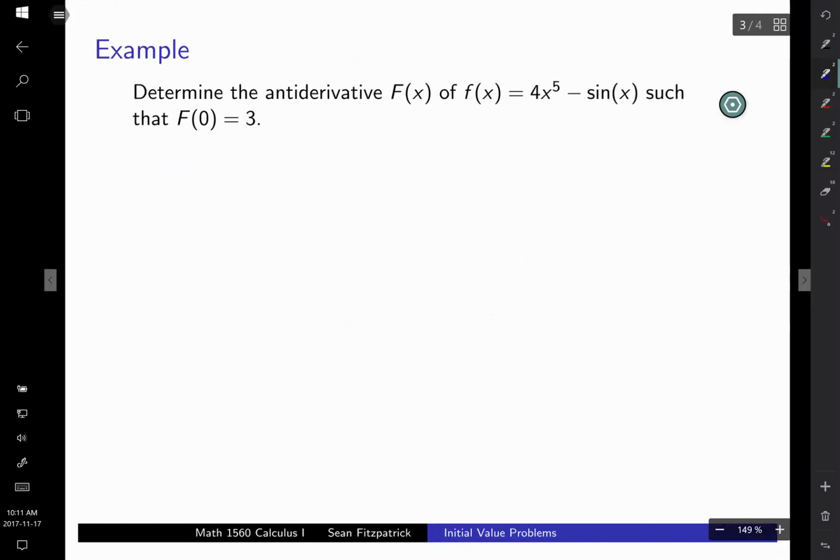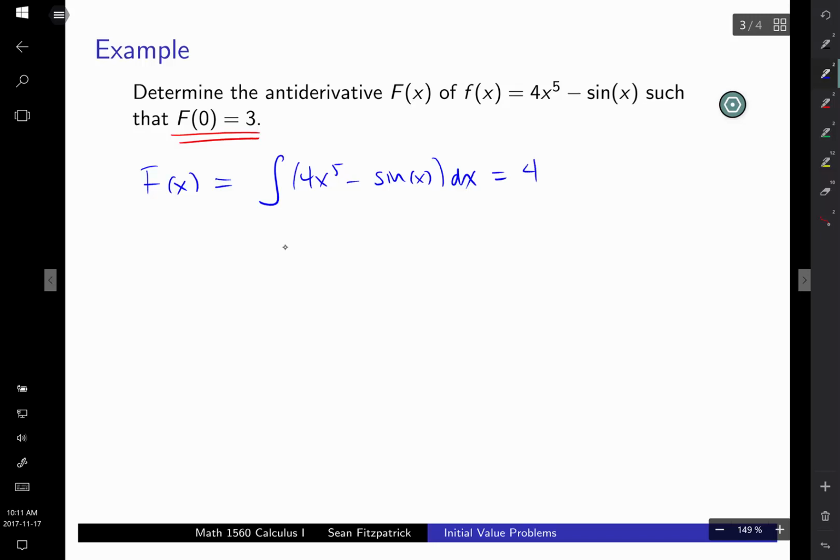Okay, so here's a basic example. We've got a function f prime of x equals 4x to the fifth minus sine x, and we want to find, among all possible antiderivatives, the one satisfying this initial condition that when x equals 0, my function should have a value of 3. Okay, so as a starting point, we say, let's use this integral notation. So we do the integral of 4x to the 5 minus sine x dx. You don't have to use this notation, but it sometimes comes in handy.